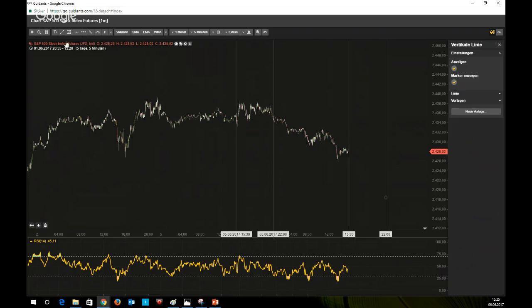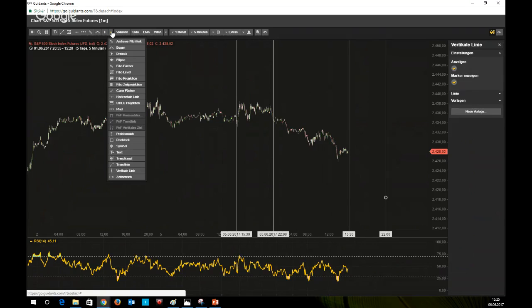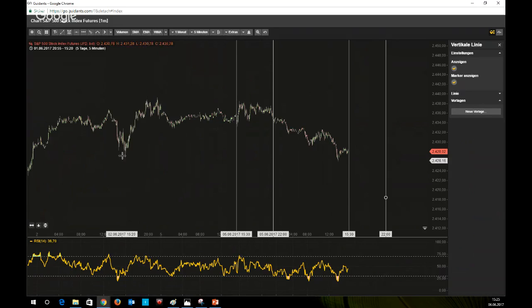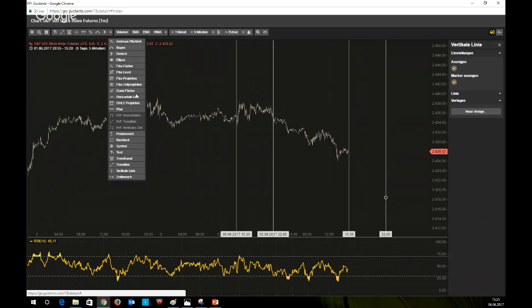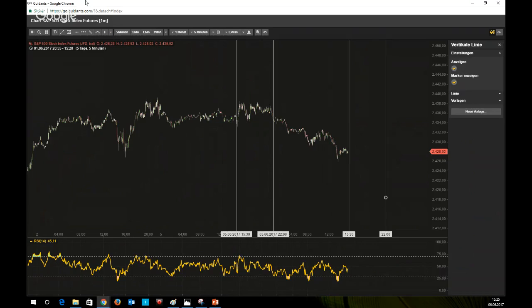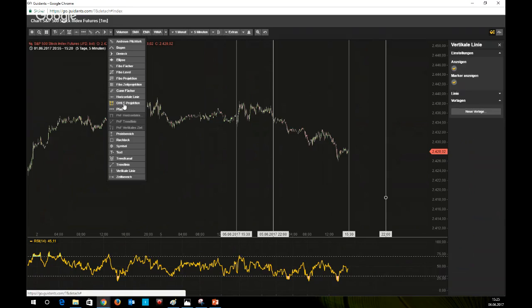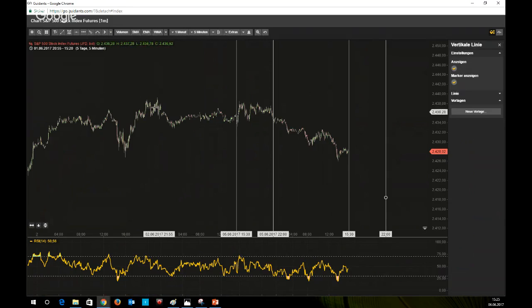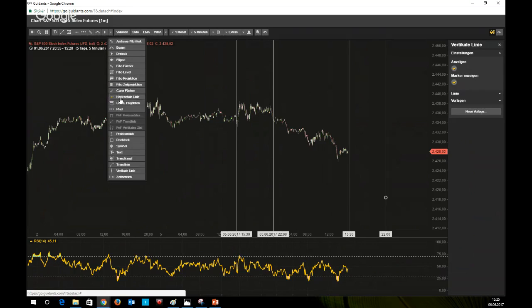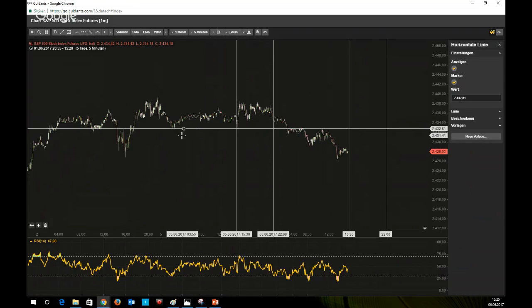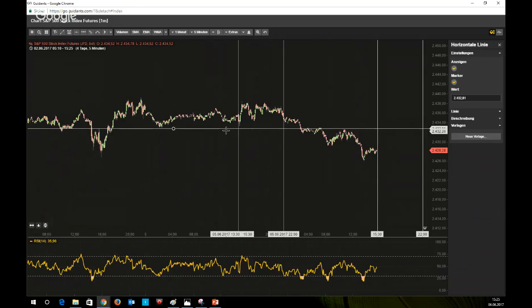Now what I'll do here is fill in some so-called horizontal lines, and those lines show the high and the low from yesterday, and that's what's interesting for me. One second, where is it? Here. Okay, one second. I want this one. No, I want this one. And now you can see here that here's the low.